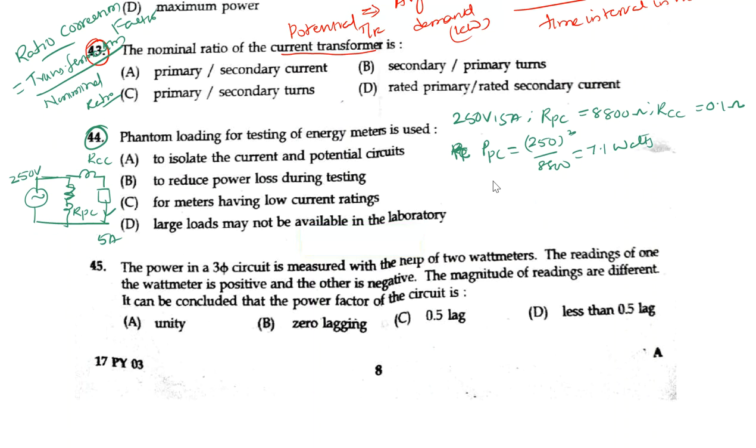Okay, and similarly, what about the power losses in the current coil? We know the resistance, and the current carrying is 5 amperes here. But what is the entire voltage here? It is 250 into 5. So how much is it? 1250 watts. Now you may ask a question, sir, why can't you apply the I square R formula here?